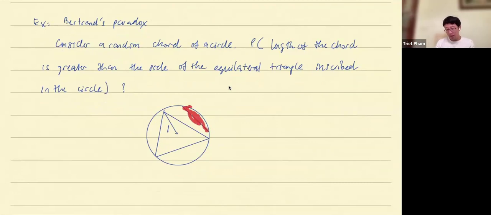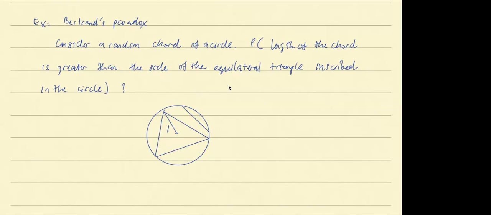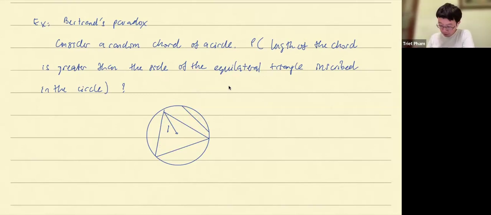What's the probability of the length being greater? Of course, if I draw something like this, it'll be greater. If I draw something like that, like I just drew, then it's less. Okay? What is the probability? Is it 1/3? Yeah, 1/3 is probably the most obvious answer.